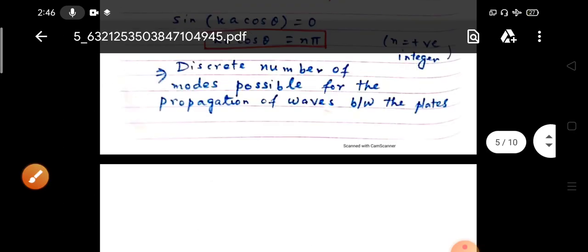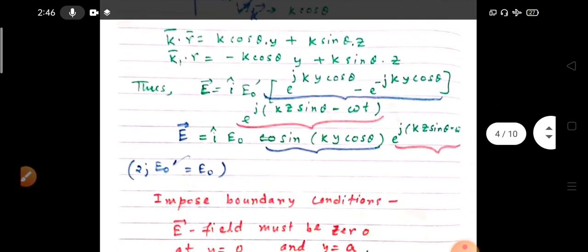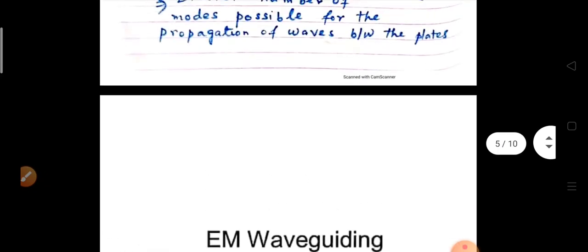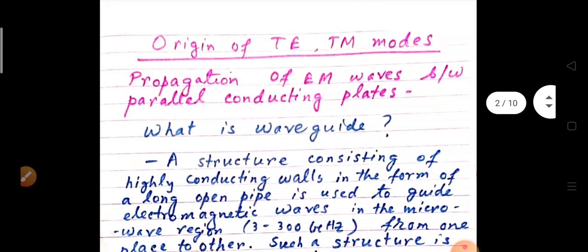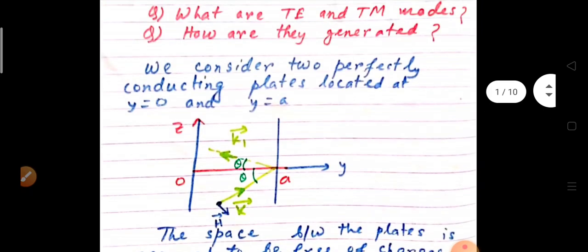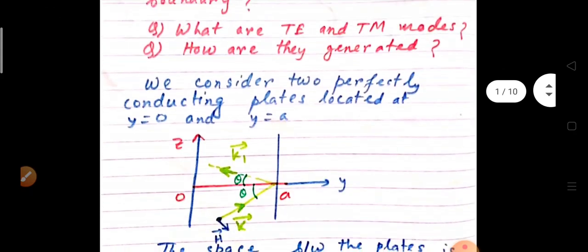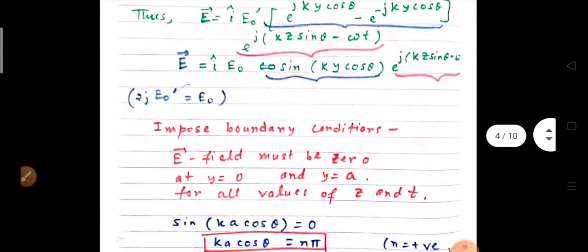Now due to these boundary conditions, we have to take two cases. In one case the electric field is perpendicular to the direction of propagation, and in the other case the magnetic field is perpendicular to the direction of propagation.